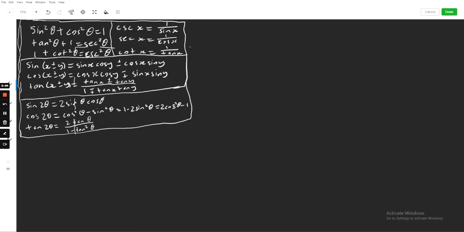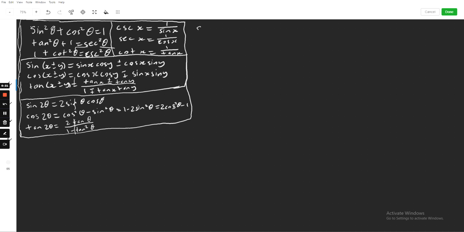Today we'll be proving trigonometric equations using trig identities. These are all the trig identities that we'll be using today, and essentially we're just equating left side to right side. That is what we're going to prove, so we'll get right into it.